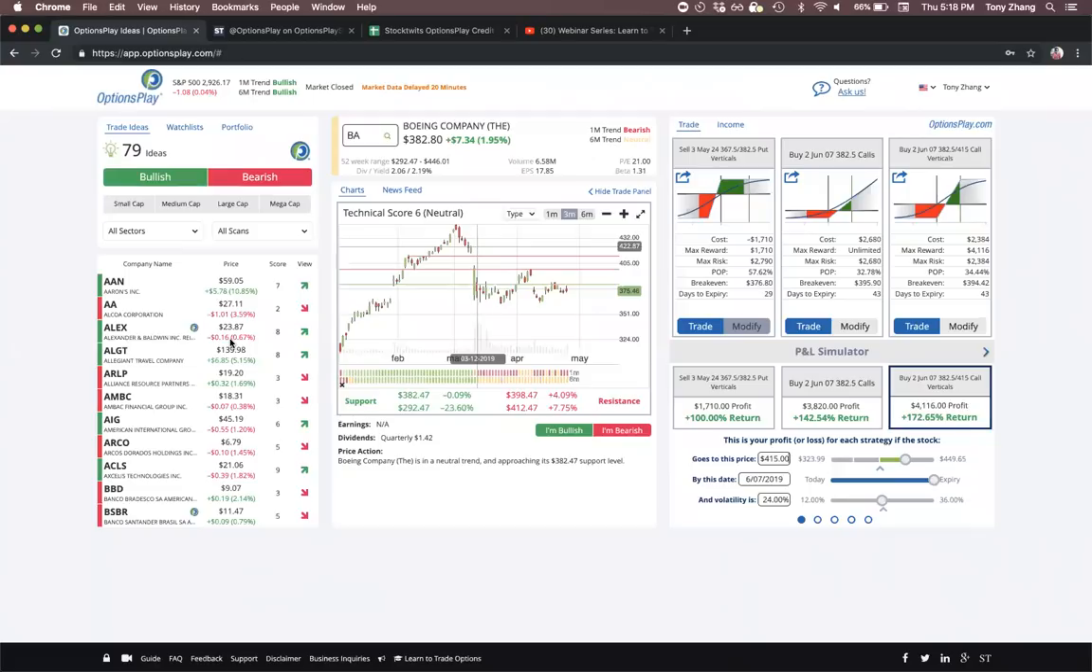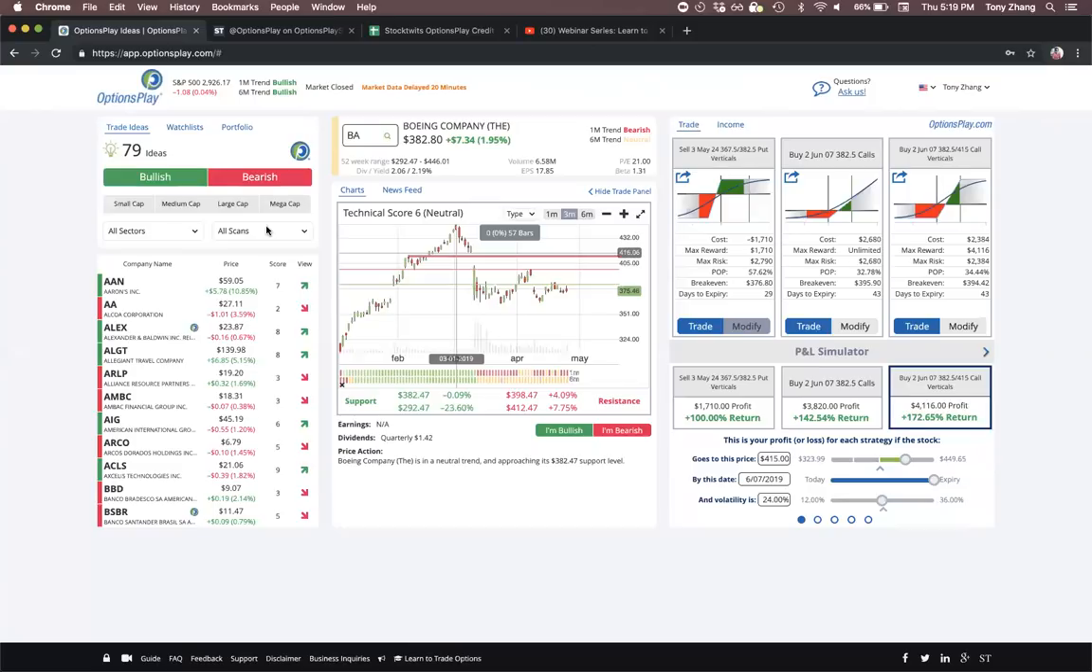JB is asking, POP is probability of making any profit or a max profit? It's the probability of any profit at expiration is what the probability of profit means. Dan is asking, on the Boeing trade, do you make adjustments or ladder up or down depending on price action? No, we do not. We do not make any adjustments. We simply either close it at a loss or close it at a profit.